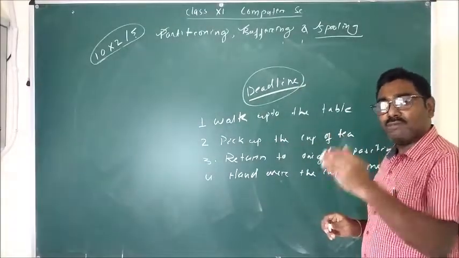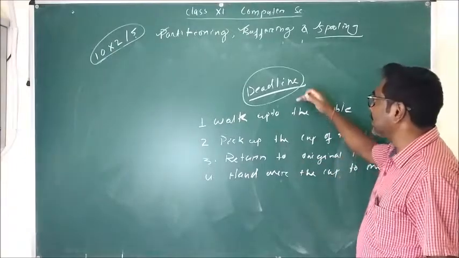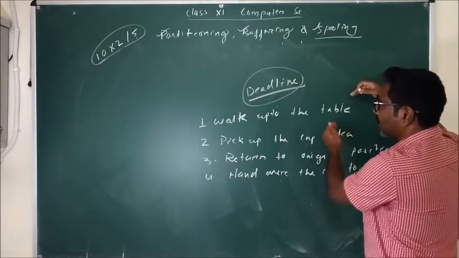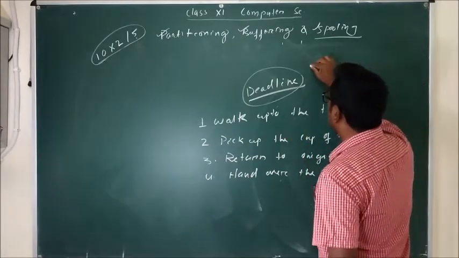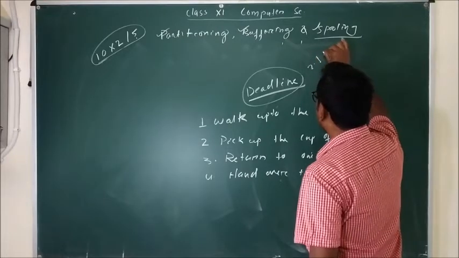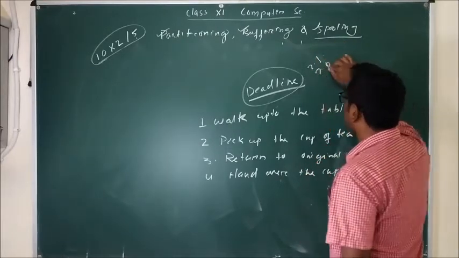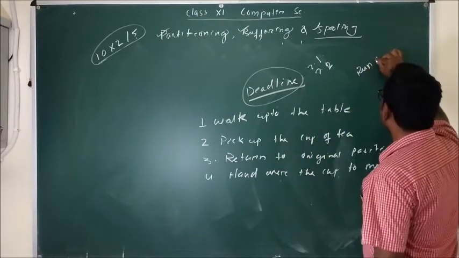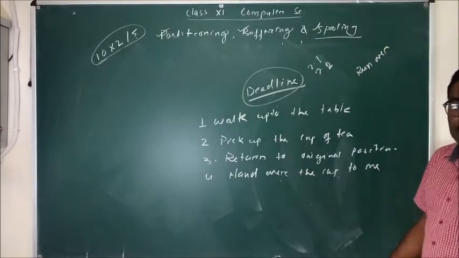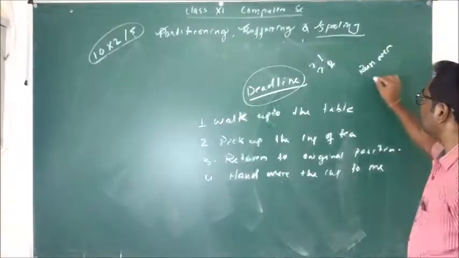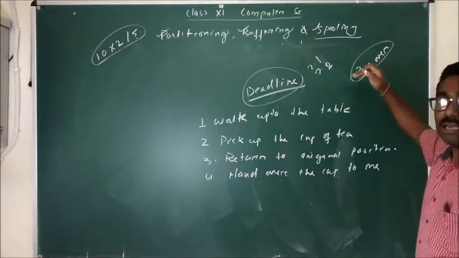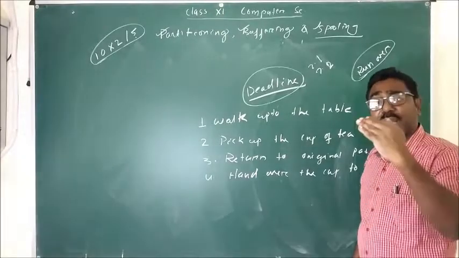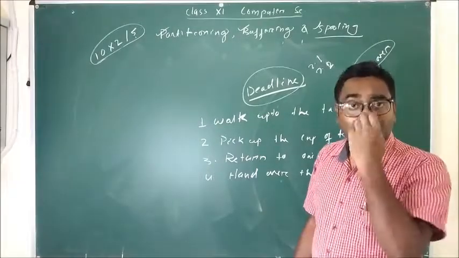And sometimes there is a possibility that the deadline may be exceeded. Suppose 2 seconds are given to walk up to the table, and sometimes it needs 2.1 or 2.2 seconds. This kind of situation is known as a run over deadline. A run over deadline is a bad condition for any robot. The smaller the run over time, the better the performance of the robot.